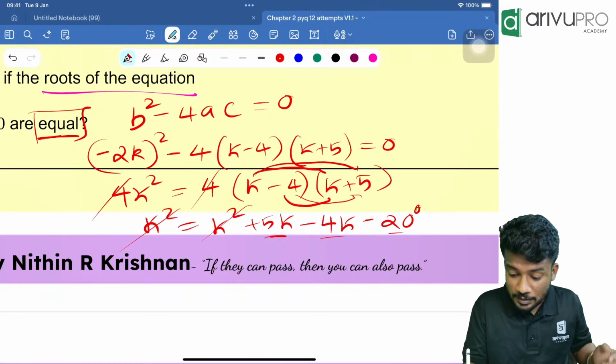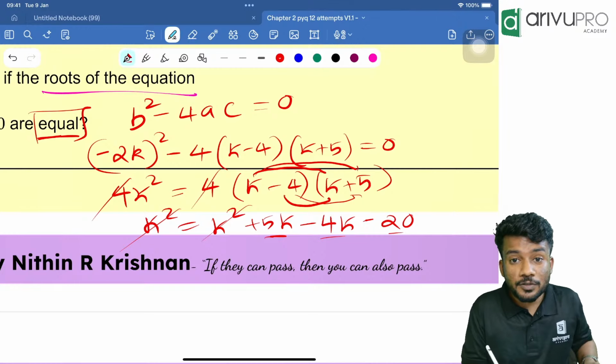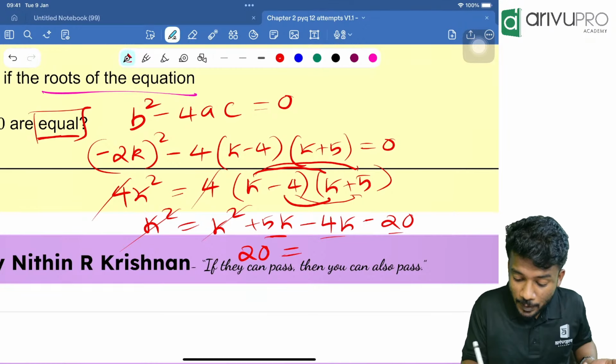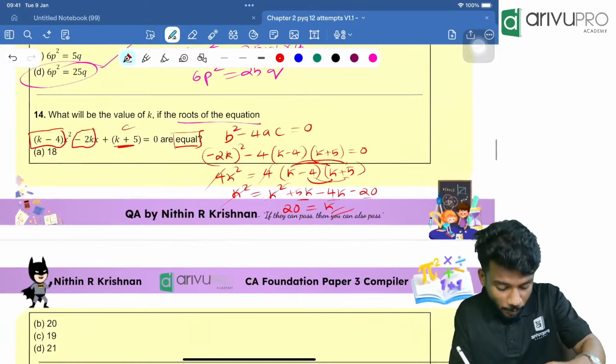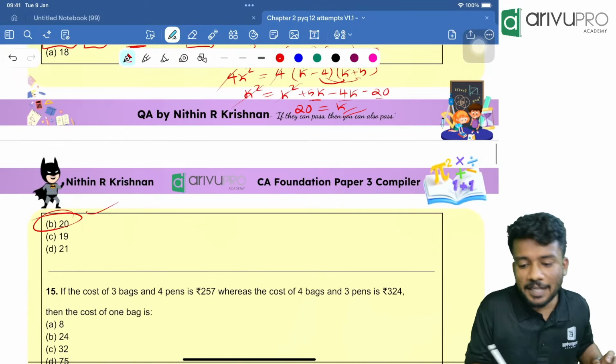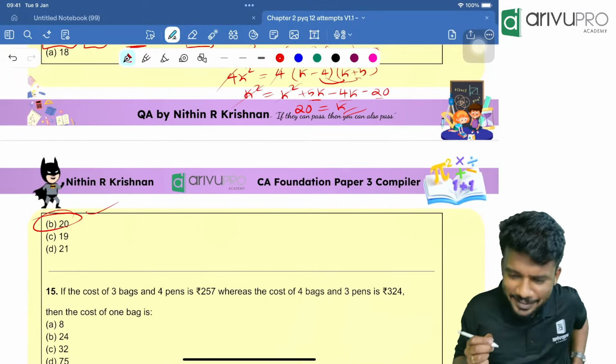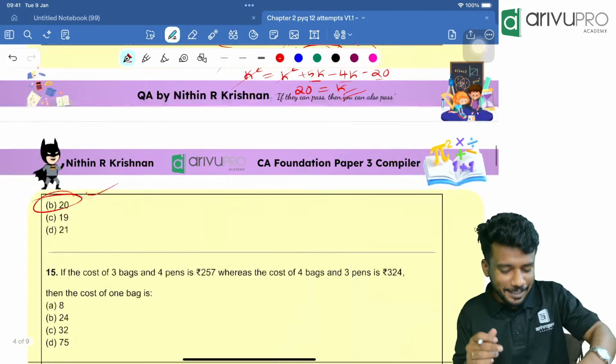Minus 20 goes to the other side. What will happen? It will become plus 20. So 20 is equal to K. So option B is your answer. I hope that you got it. Are you guys there? Are you guys there? Please comment. Yes. Next question.